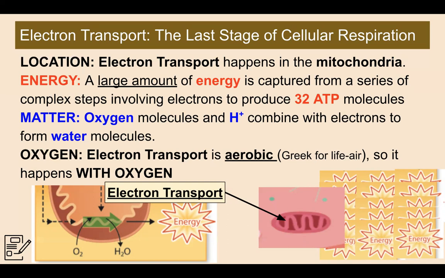In terms of matter transformation, oxygen molecules, and remember those H pluses from the Krebs cycle. So this is our oxygen that we breathe in, oxygen gas, O2, and those H pluses come together to form water, one of the byproducts of cellular respiration. So the Krebs cycle gave us carbon dioxide, which is one of the byproducts of cellular respiration, and electron transport gives us water. So now we have the 2 byproducts of cellular respiration.